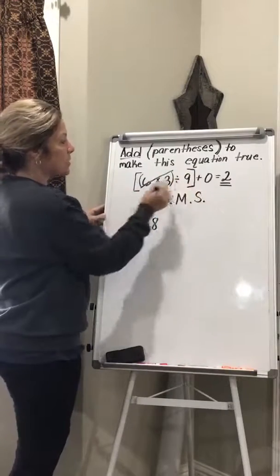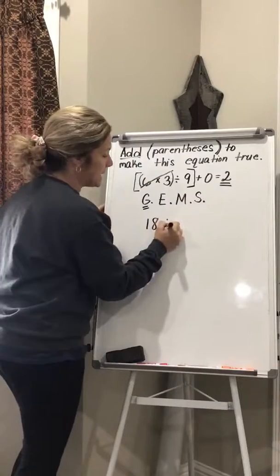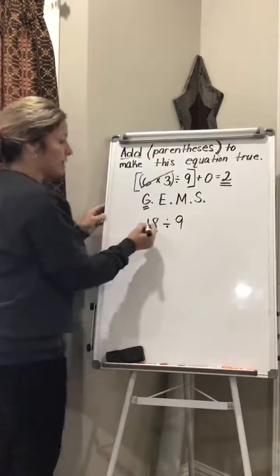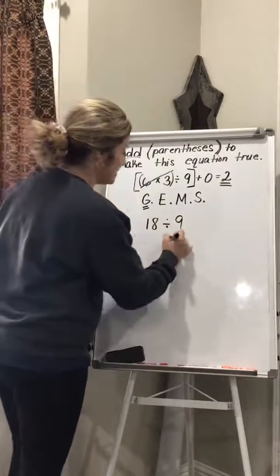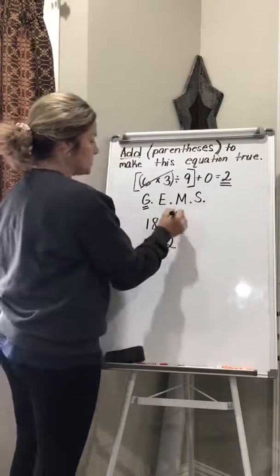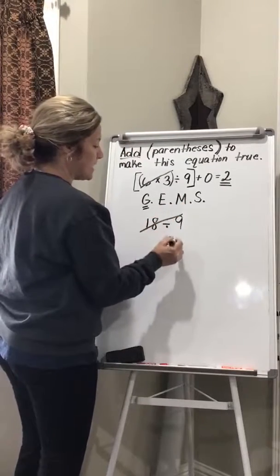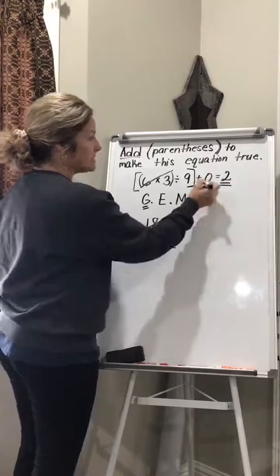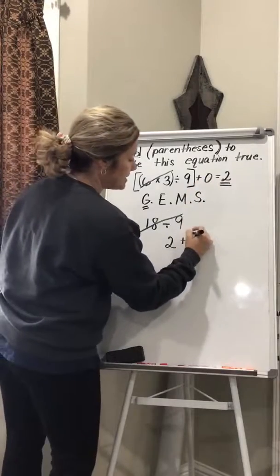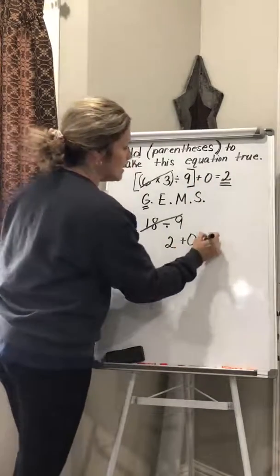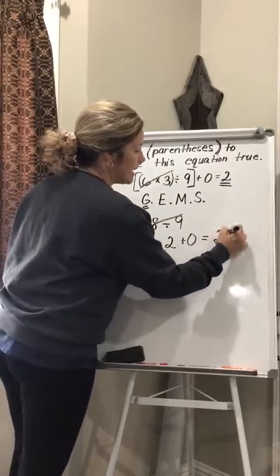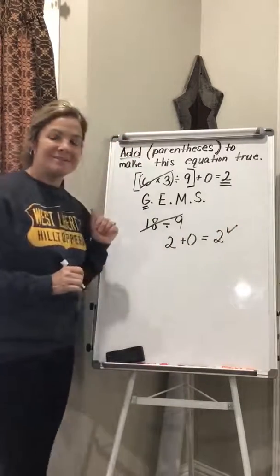Inside of those brackets, we still have to divide by 9. We know that 18 divided by 9 is 2. So we've done what's inside the bracket. We have 2 to work with. Outside of the bracket, we have 0 to add to our 2. Look there. Our answer checks out.